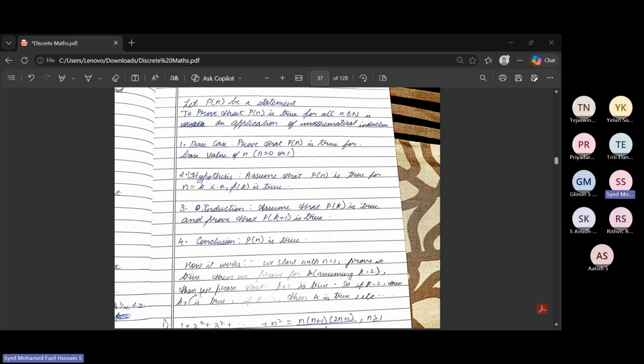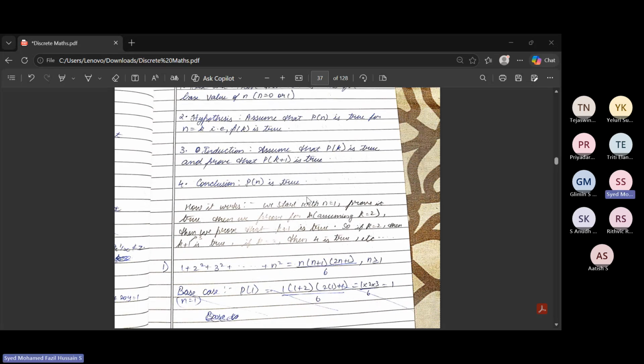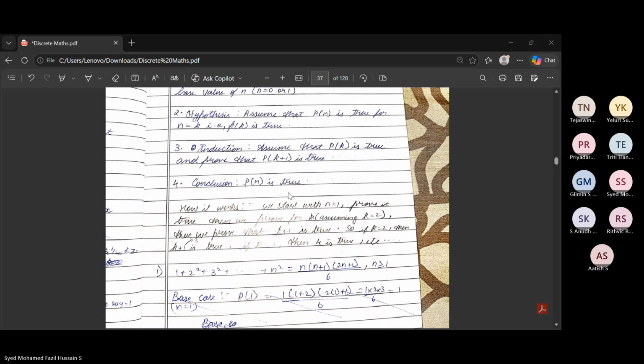So assume that P of k is true and prove that P of k plus 1, the next statement, is also true, which leads to the conclusion that P of n is true. First, we have to show that the initial condition is true, and then we assume for some k value that P of n is true, and then we have to prove that the next statement is also true. If we prove that, then we can conclude that the whole statement is true for all values of n.